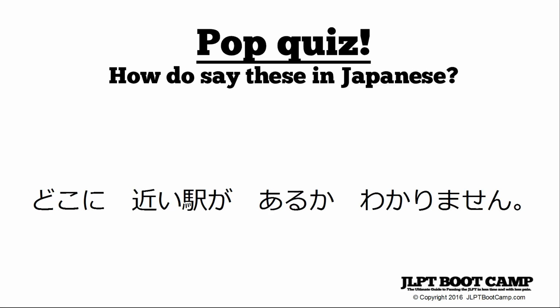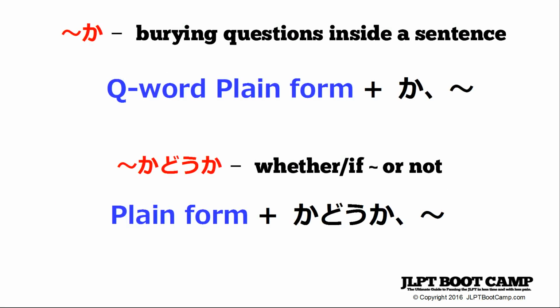So that's it. Today we practiced ka, that's used to bury questions inside a sentence. So question word in the plain form plus ka, and we also practiced kadouka, whether, if, or not, which is kind of you're burying basically a yes-no question into a sentence. So it's just a plain sentence, no question words, plus kadouka, and then one of those three types of verbs: communication, understanding, or confirmation. So that's it for today for this N4 grammar lesson.